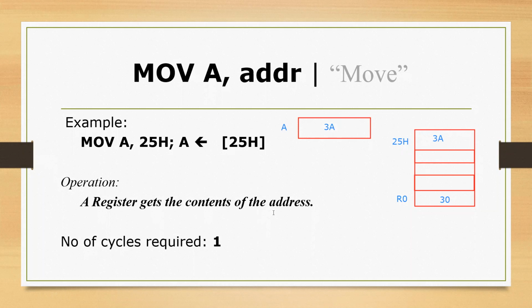The accumulator register gets the content of the address. So 25 hex is the address, and the value at it is copied to the accumulator register. The number of cycles required is 1.